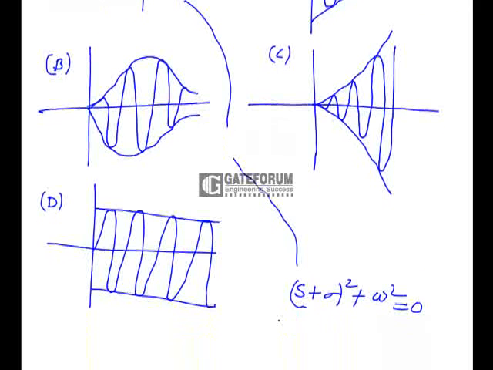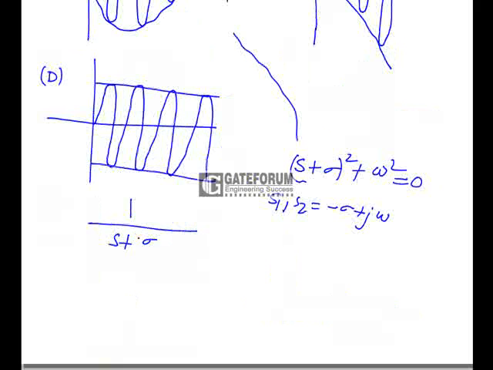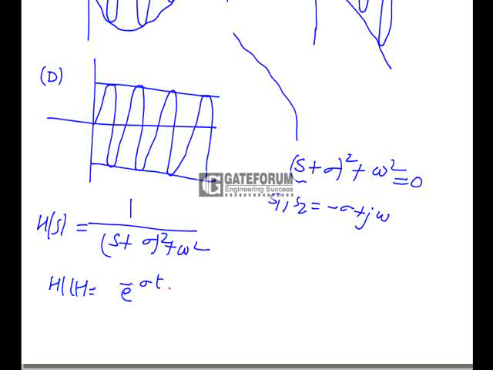So what can I write from this? s1, s2 is equal to minus sigma plus or minus j times omega. Now this is the function. What can we write? The inverse Laplace transform of this one, if this is the response we are having. Now what is h of t here? h of t is equal to e power minus sigma t into, multiplied and divided by omega, so this is 1 by omega into omega by s plus sigma whole square plus omega square, which is sine omega t.